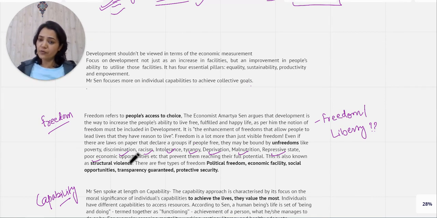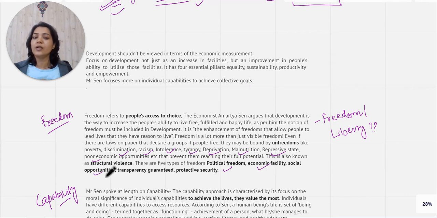And what are the five types of freedom that Amartya Sen talked about? It is political freedom, economic facilities, social opportunities, transparency guarantees, and protective security. Self-explanatory. Understand in very easy terms what freedom is. Freedom is just access to choice. My freedom is that I want to access something, whether I can do that or not. That is my freedom, right? My accessibility to access my choices, that's my freedom.